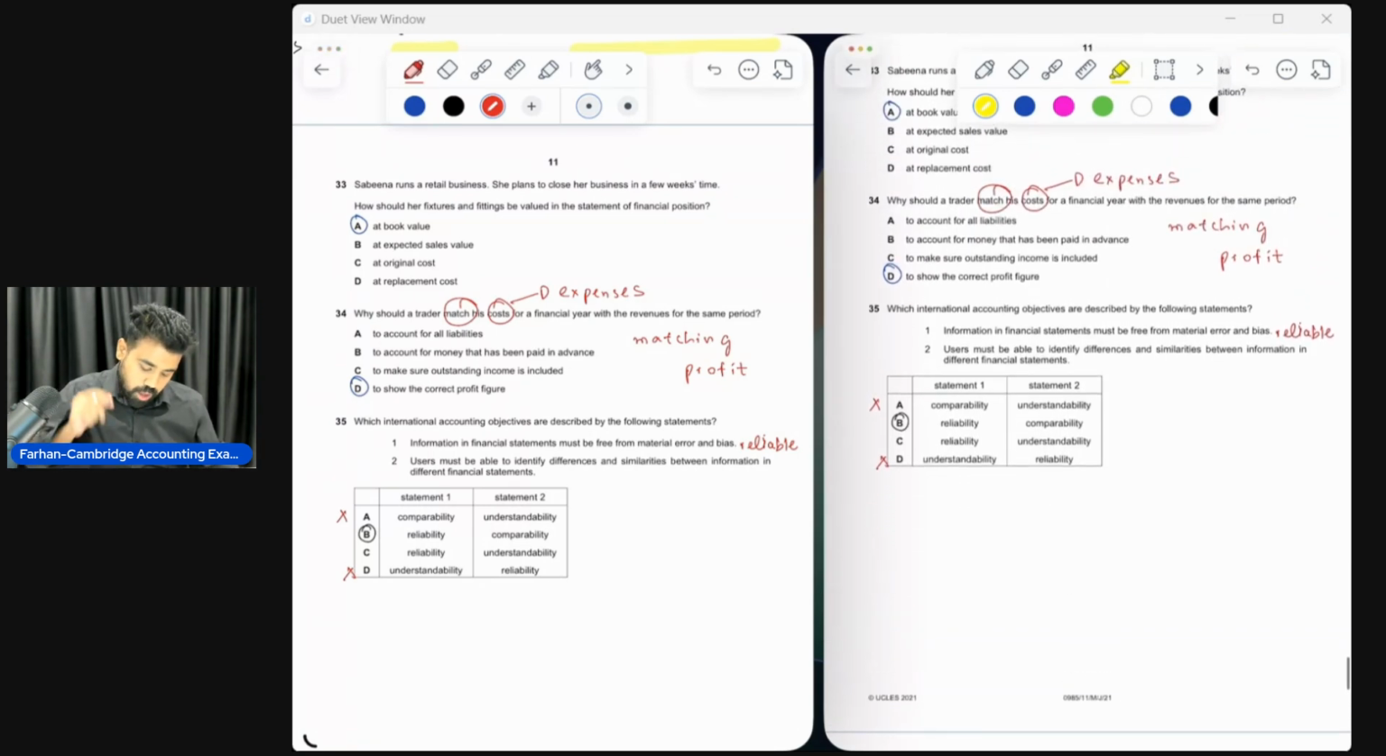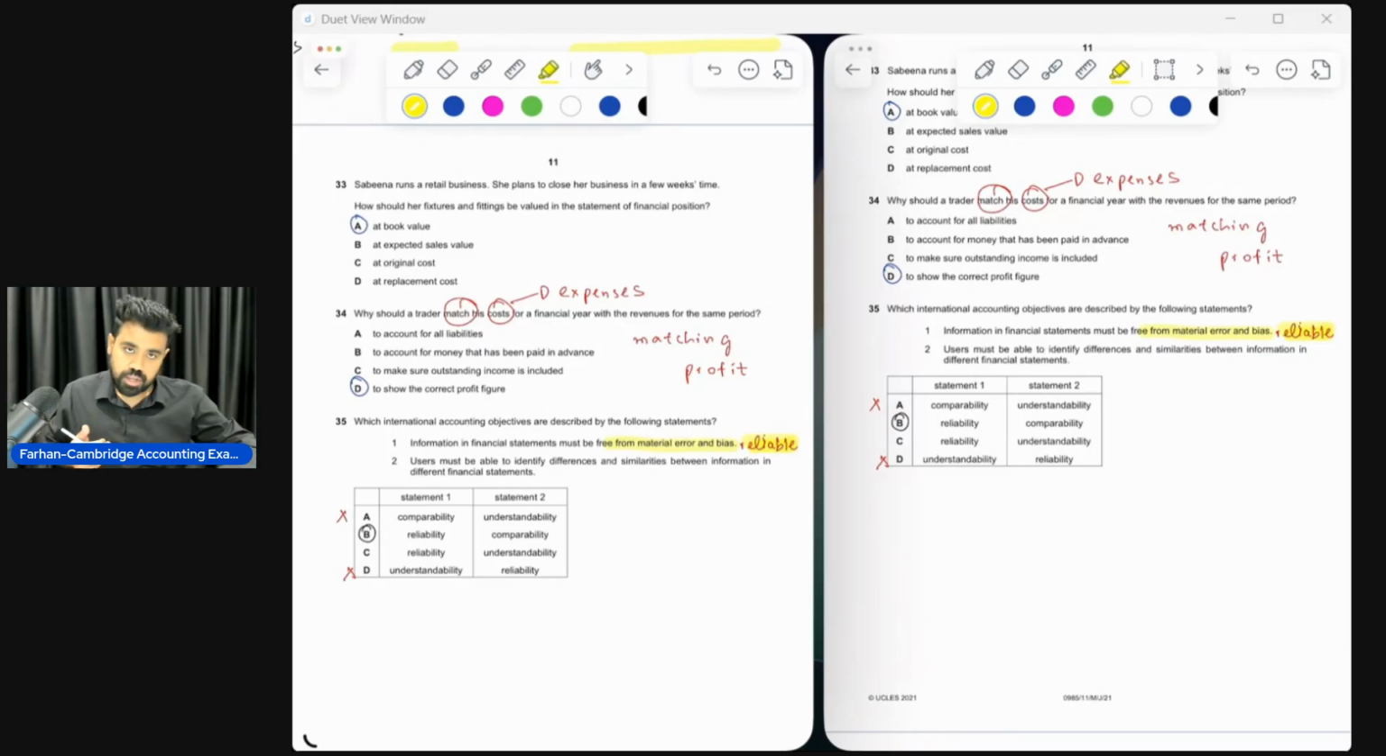The last one. Which international accounting objectives are described by the following statements? Okay, so statement number 1, information in financial statements must be free from material error and bias. So obviously we don't want any errors in these statements. So this clearly points to the concept of reliability. So you can see that options A and B don't have reliability included for statement 1. So on that basis, we could easily cross out those options first. So options A and D are crossed out.